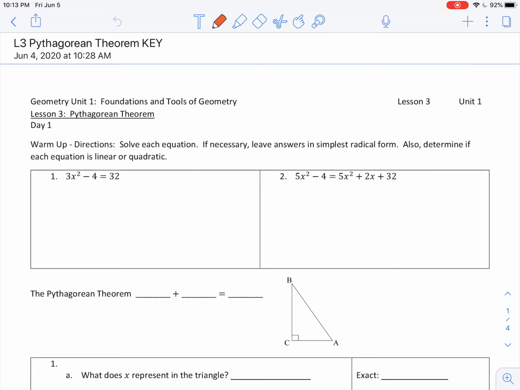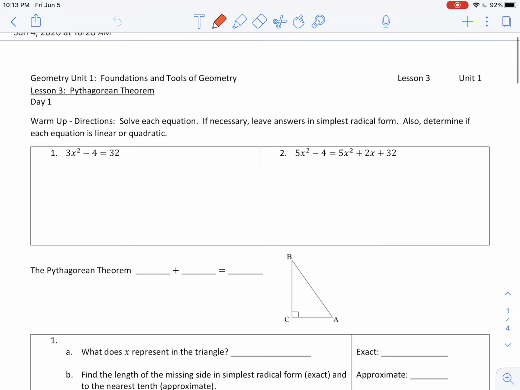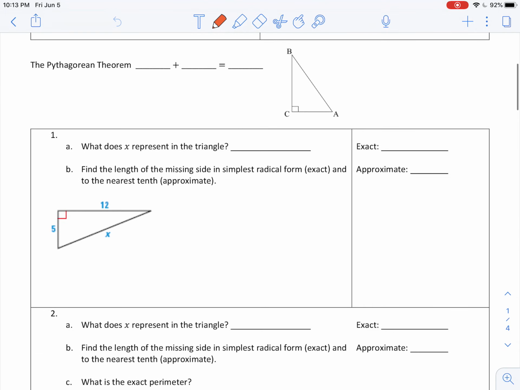Now these notes are pulled from a geometry class, so it starts out with a warm-up just reviewing solving by square roots. We're not going to do that, partially because you should have spent all day yesterday dealing with that. And let's just jump into what the Pythagorean Theorem is.